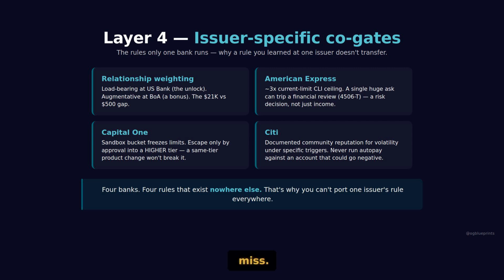And here's the thing people miss. Once that review fires, it's a risk model decision, not just income verification. Even matching tax records can still end in limit cuts. The documentation is almost theater. The model already decided. So the move isn't don't trip it. Build spend over months, not days. And don't make a giant limit increase ask out of nowhere.